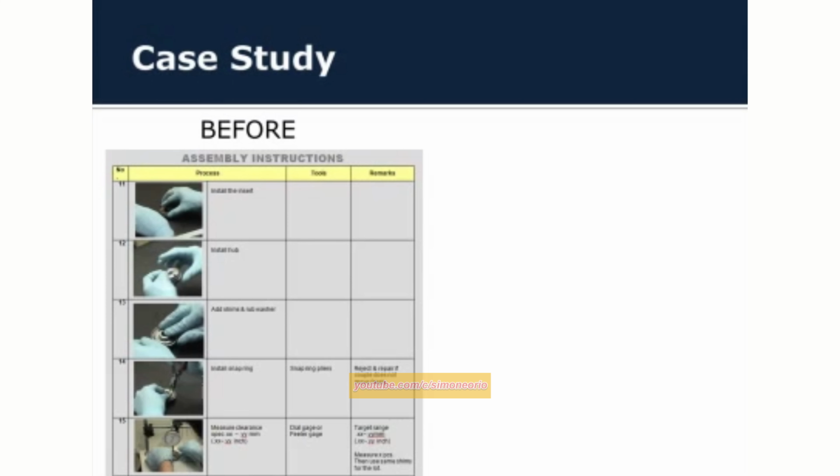Fortunately, they caught the issue before the product was released into the wild, and with the production delays, the reworks, the scrap, everything else, this was still a six-figure loss for them. That's when they came to us.